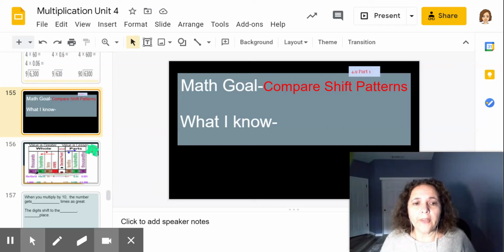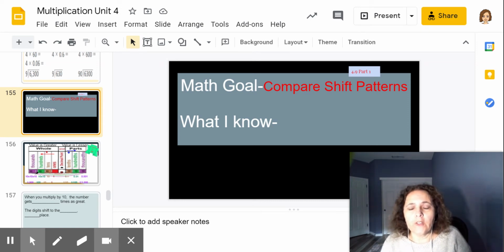All right, so our math goal for lesson 4.9, part 1 is to compare our shift patterns in our place value chart. So write down everything you know about the patterns on the place value chart and then come back to me.